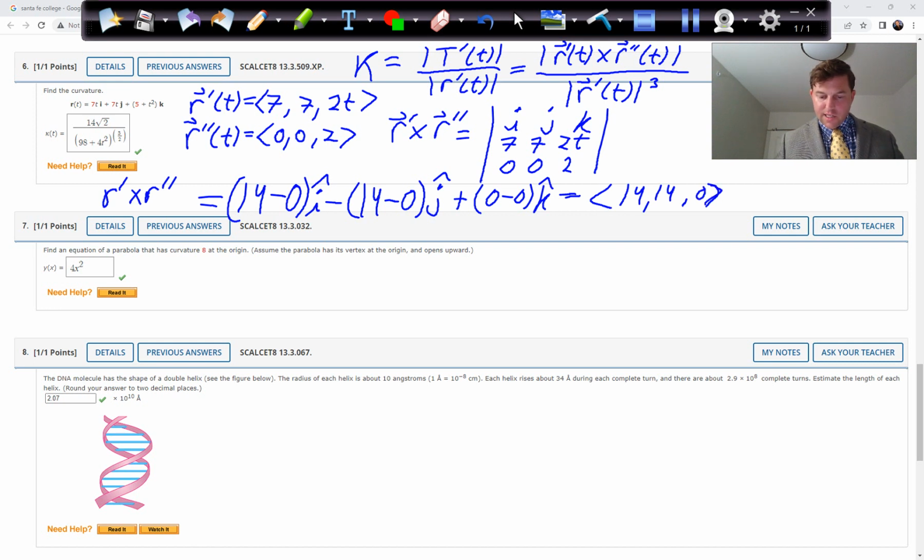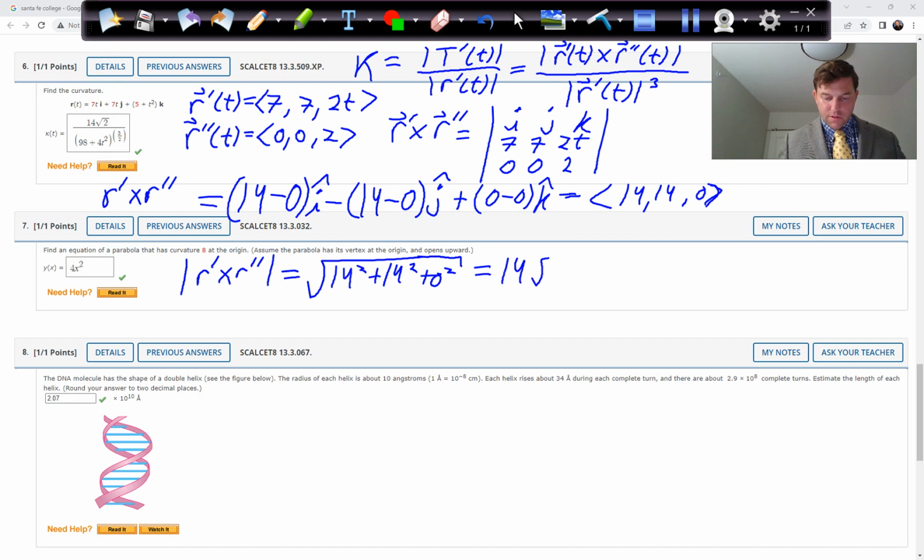And the top says I need the magnitude of that vector. So the magnitude of r prime cross r double prime is the square root of 14 squared plus 14 squared plus 0 squared, which equals 14 square root 2.